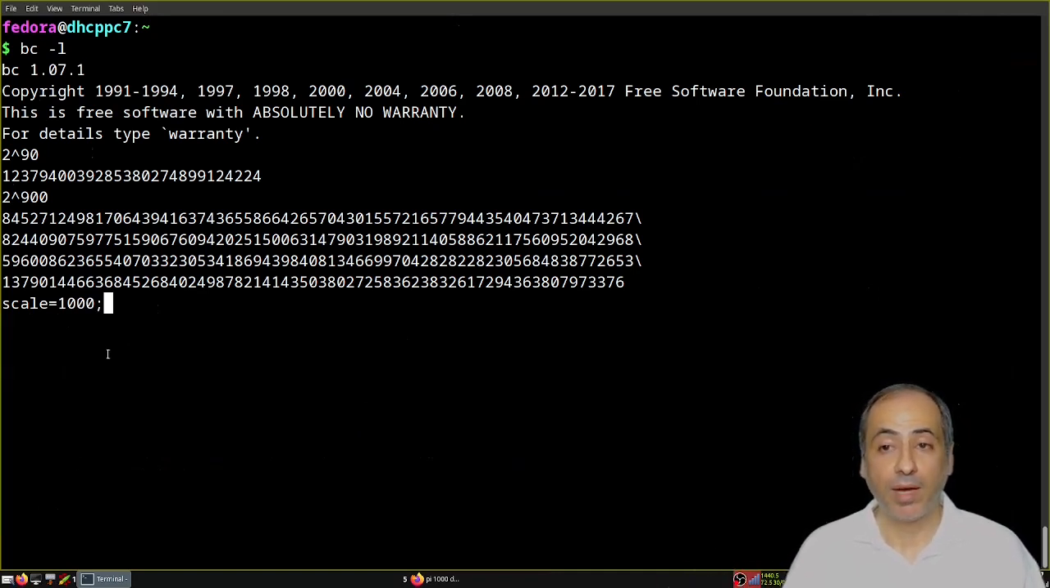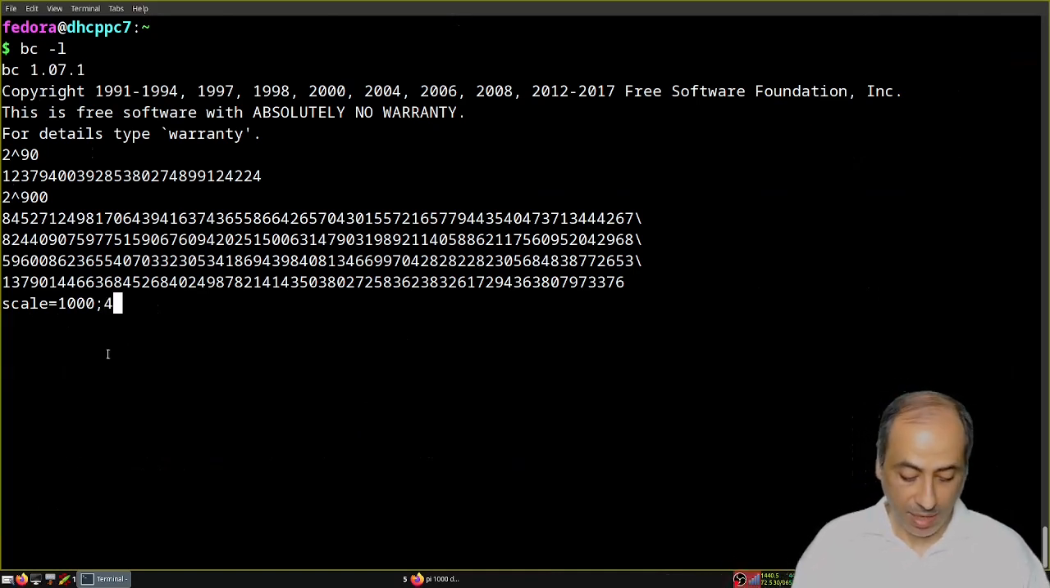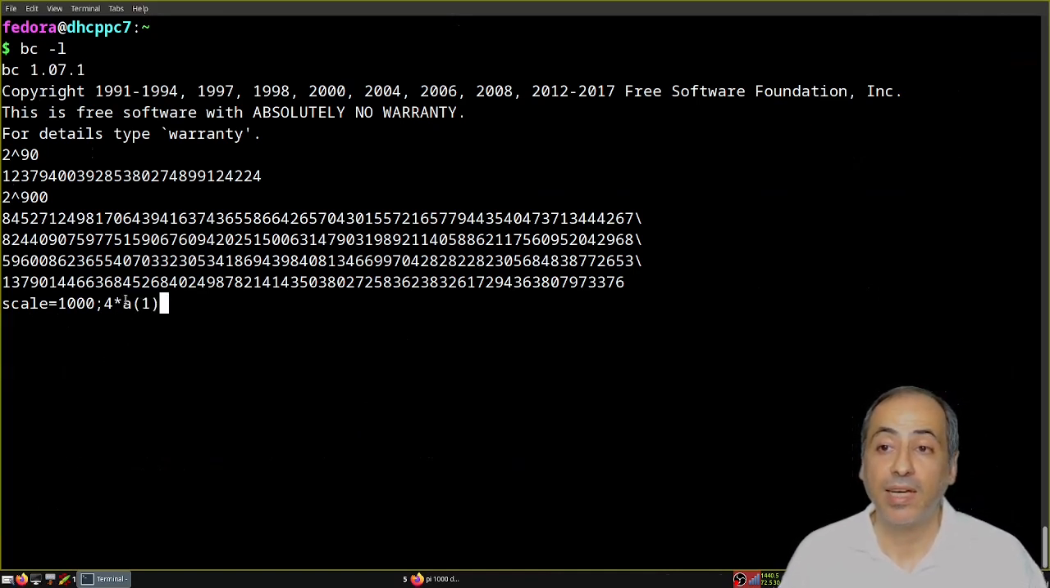To calculate pi, it is not included in this calculator language, bc. You have to use some manipulation or a different algorithm to calculate it. And the algorithm available inside bc is the arctangent. If you notice in mathematics, the arc whose tangent is 1 is 45 degrees, which is pi over 4 in radians. So pi over 4 times 4 gives pi. This is an easy way to calculate pi, and then you put it at a scale of 1000 and it gives you the precision.